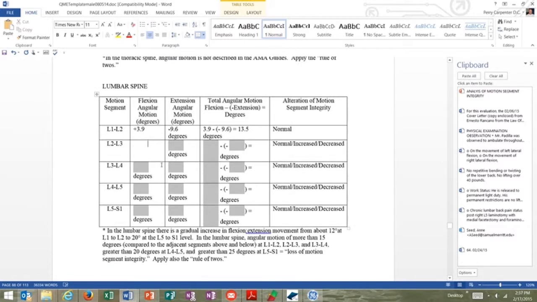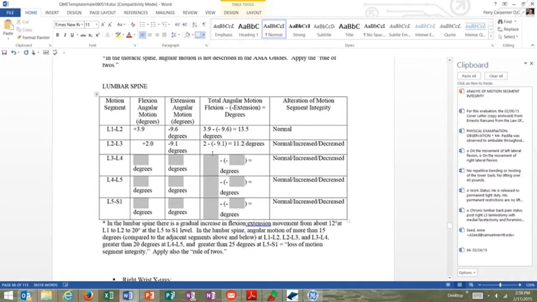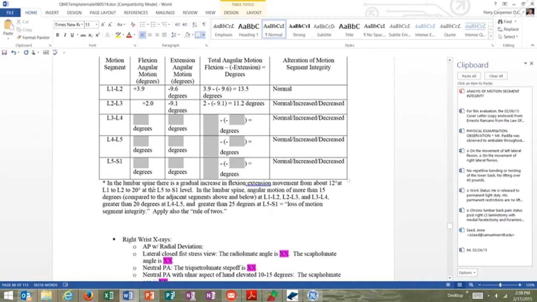Let's see what we get there. L1, L2, we had an angle of plus 2.0 degrees on flexion, and in extension we had minus 9.1 degrees. Let's do the math. 2 minus 9.1 equals 11.2. And it says at about L1, L2, we have about 12 degrees with increasing angular motion the further we go down the spine, approaching about 20 degrees at L5 to S1.